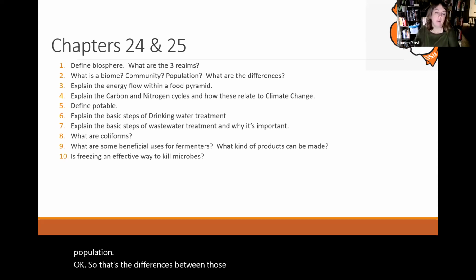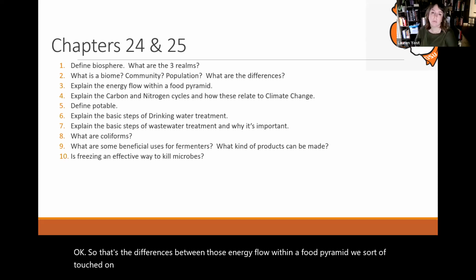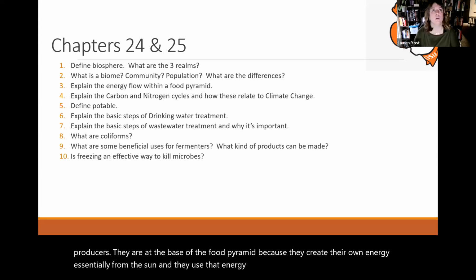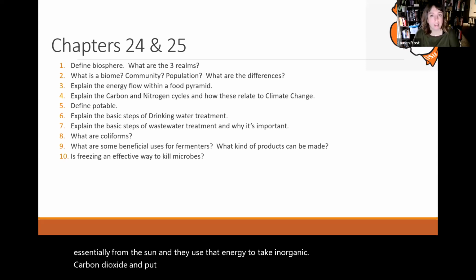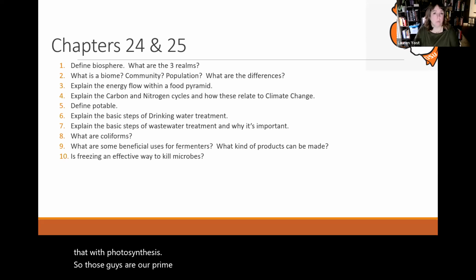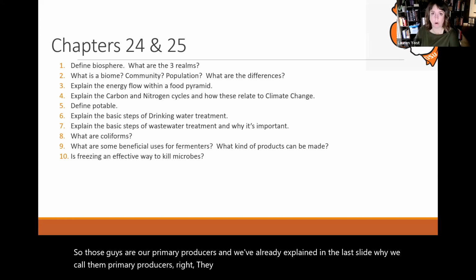Energy flow within a food pyramid. We sort of touched on this in the last chapter, but basically the photoautotrophs are our primary producers. They are at the base of the food pyramid because they create their own energy, essentially, from the sun. And they use that energy to take inorganic carbon dioxide and put it into organic molecules, right? So we learned a little bit about that with photosynthesis. So those guys are our primary producers. And we've already explained in the last slide why we call them primary producers, right? They are the from scratch guys.